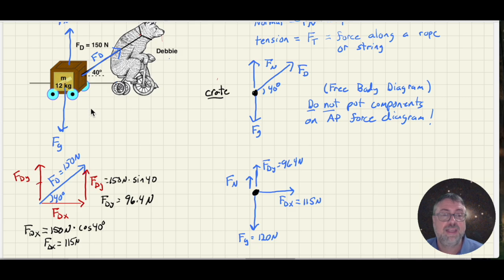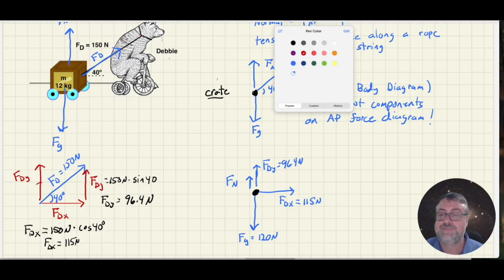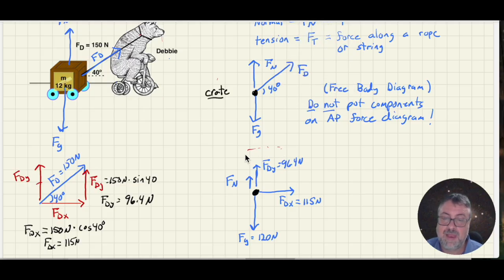So the normal force depends on what is happening. Since I know the crate is not accelerating in the y direction, I know all my y forces must cancel out. So when I look at this logically, together these two forces must be equal to 120. So let's take a look at what that means in our force diagrams. In the y direction, the sum of the forces in the y direction is equal to 0.